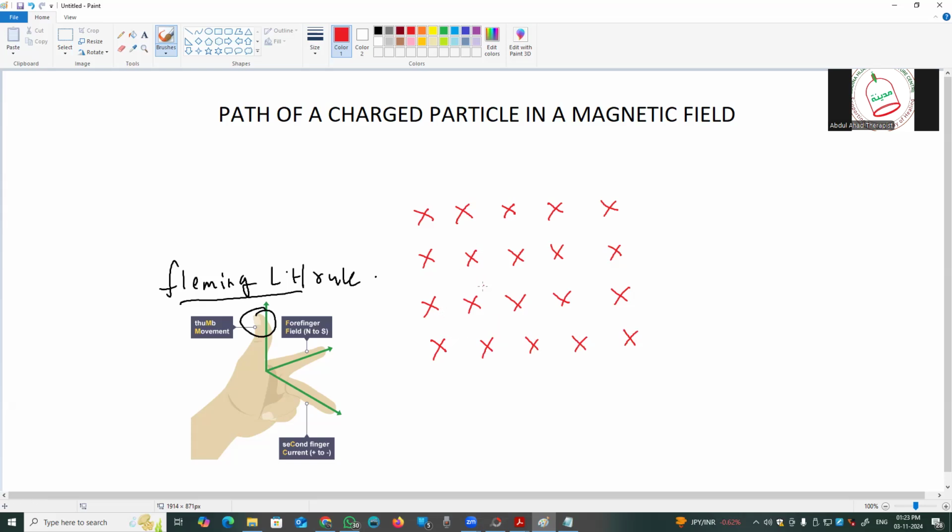And how is the direction? The direction is from north to south. That is, your outside is the north pole. The inside of the paper is the south pole. If you make the left hand rule using your hand, your palm, this index finger represents the magnetic field, isn't it? So it is from north to south. So outside is north, the inside is south.